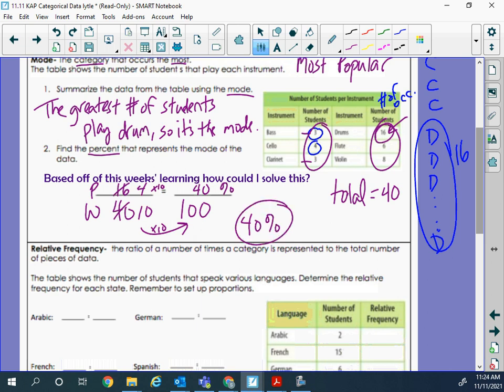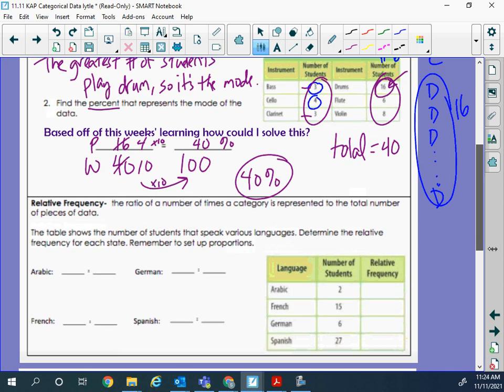Let's see if that's reasonable. 16 out of 40. Well, tell me what half of 40 is. 20. So is 16 kind of close to 20? Is 40 kind of close to, I'm sorry, 50. Yeah, 50%? Yeah. So therefore, that's reasonable. Okay? Anybody have questions about mode?